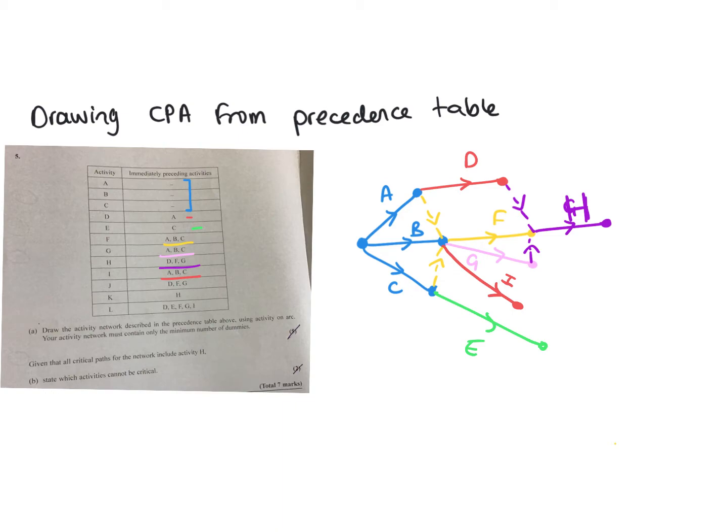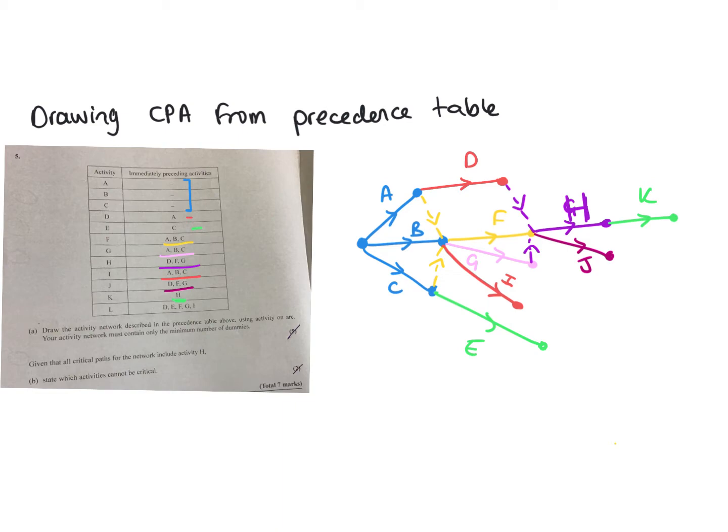Okay, J is having to come out of DFG. DFG, okay, so here we go. There we go, J. That comes out of that node, and all 3 of them come out. Brilliant. K comes out of H. That's really easy, isn't it? So from H, what do we have? K. Okay. And then L, wow.